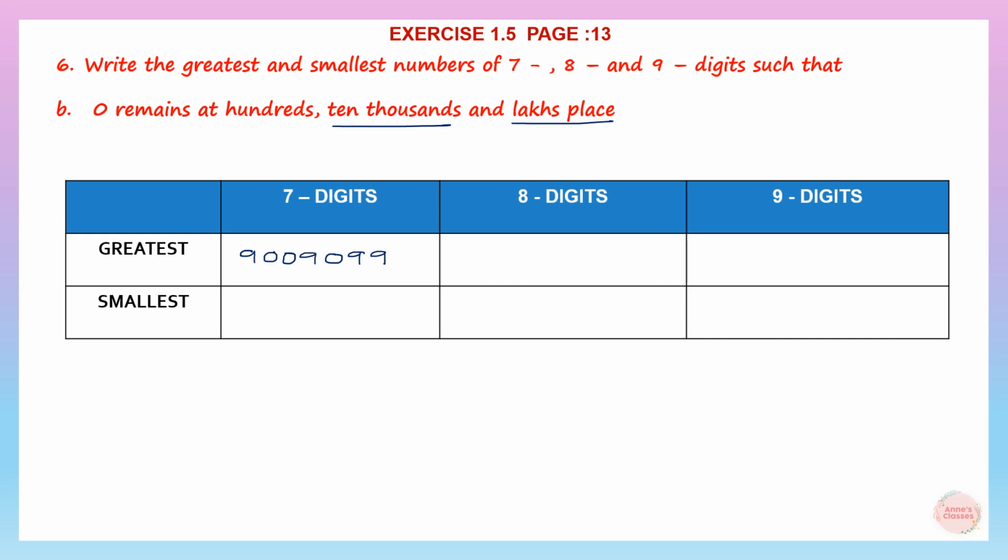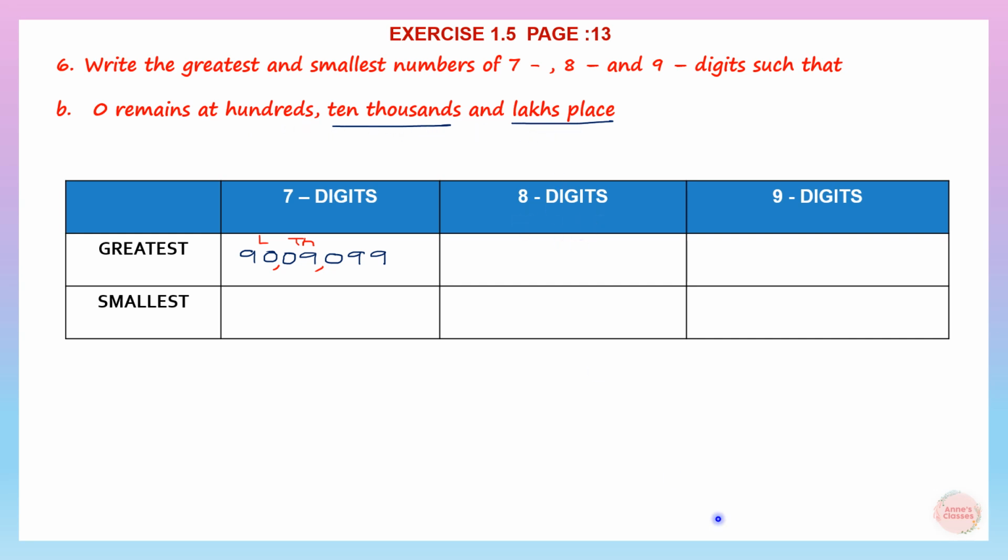Now let's put commas in the right places. Ones, tens, hundreds, comma, thousands, 10,000s, comma, lakh, 10 lakhs. So this is lakh, this is thousands. So let's read this number. 90 lakh 9,099. So this is the greatest 7-digit number with 0 in the hundreds, 10,000s and the lakhs places.